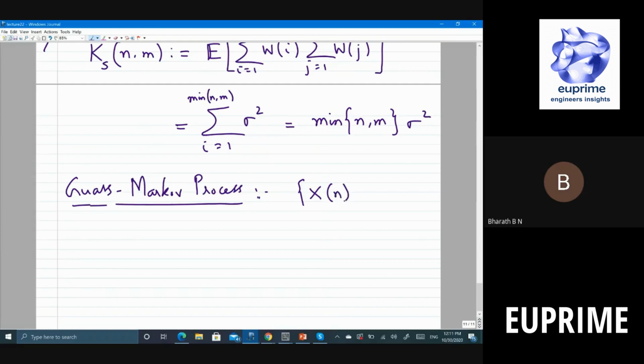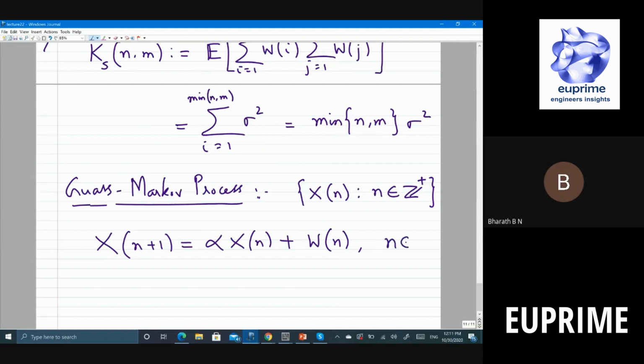So essentially, again, this is a stochastic process, X of n, n belonging to Z plus. That means 0 included. So I'm going to define this as follows: x of n plus 1 is equal to alpha times x of n, where alpha is a fixed number, plus w of n, and n belongs to Z plus, and x of 0 is 0.